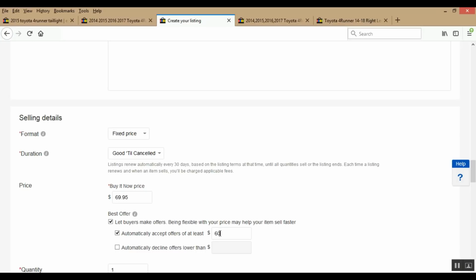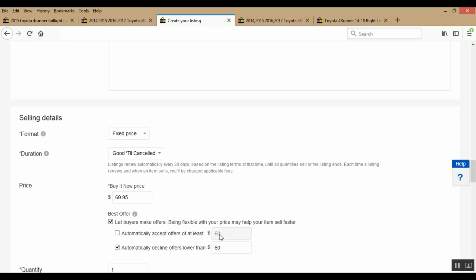If they offered me $65, it will automatically get accepted. Anything $60 and above will be automatically accepted, and they will purchase it for that. I don't usually do it that way if I do offers. I usually do it this way, so I still have some control. What this does is decline offers lower than, let's say I was comfortable with 60 bucks. If someone offers me 60, I'm like, well, I don't know. I'd really like to get at least 65, and I could counter them at 65 or something like that.